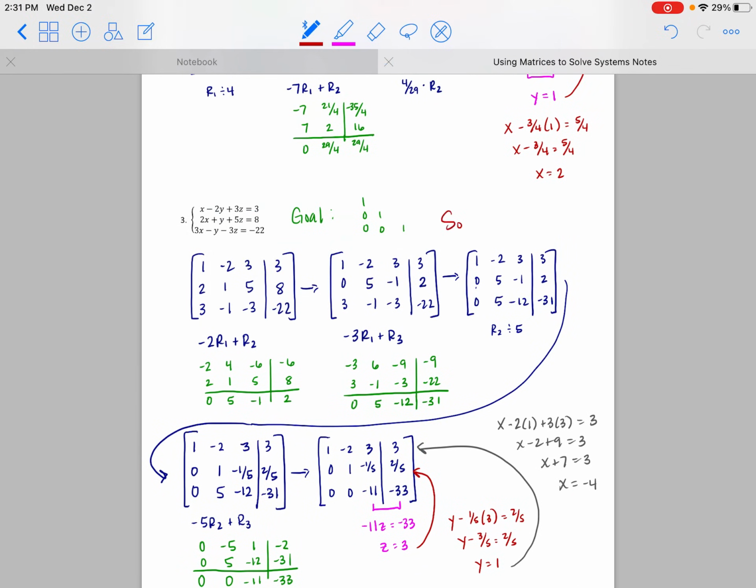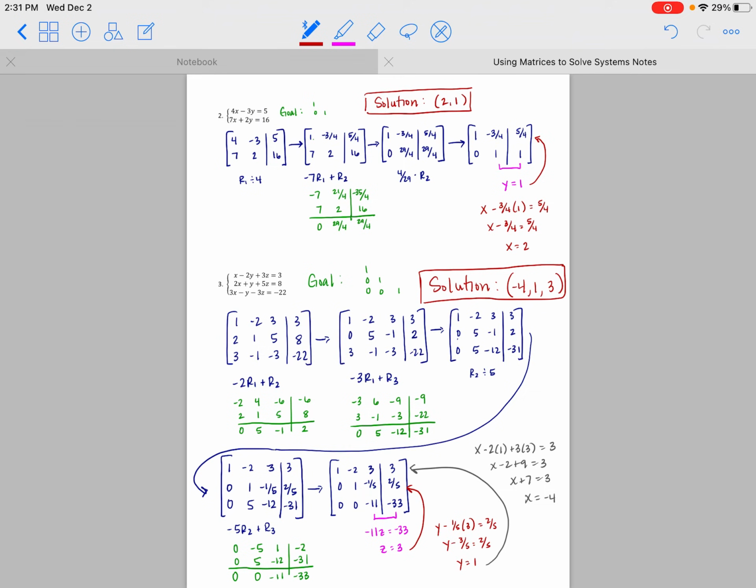My solution, which is x, y, and z, is negative 4, 1, and 3. And that could be verified with Desmos, and you're probably still thinking that that is the easier way to solve. But I kind of like this method, and when I took linear algebra and was solving a 6x6 system, this method of using matrices to solve was much more efficient.